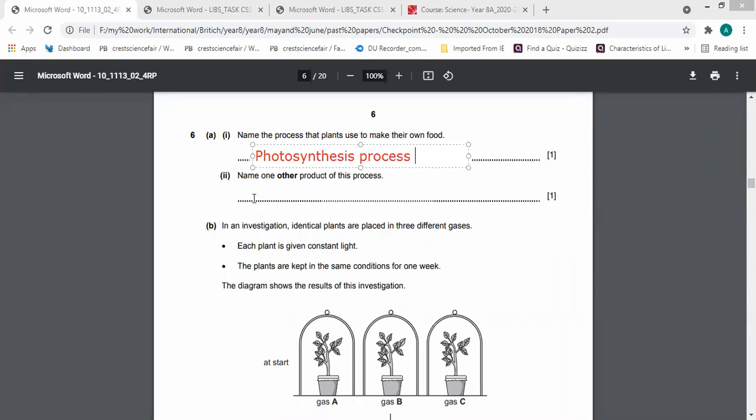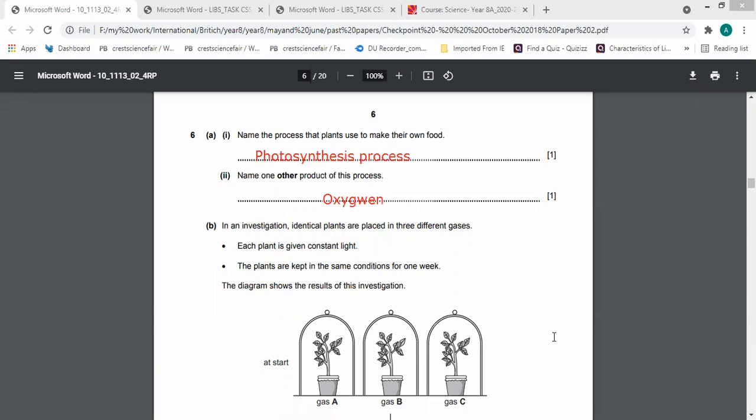Next question, name one other product of this process. The first question, part A, asks about the making of food. So the main product of photosynthesis process is food. The next question asks about the other product of photosynthesis process, which is the waste product. So what is the waste product of photosynthesis process, guys? Oxygen. Yes. Excellent.